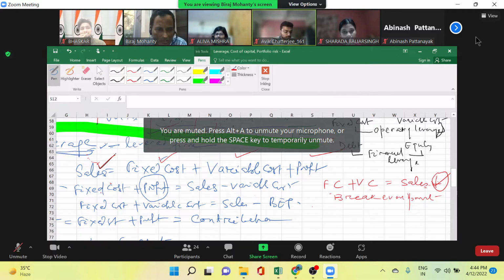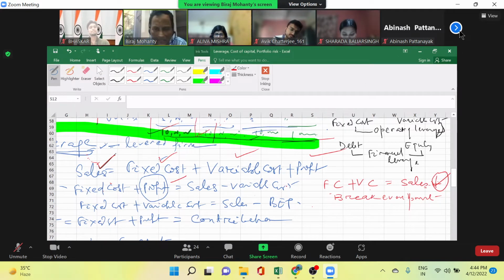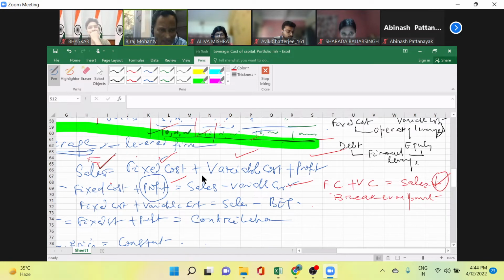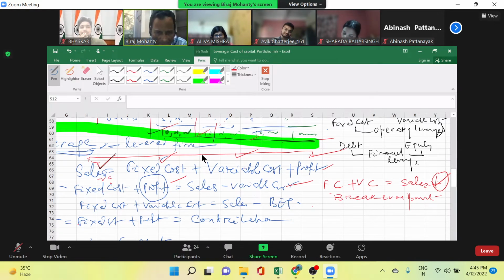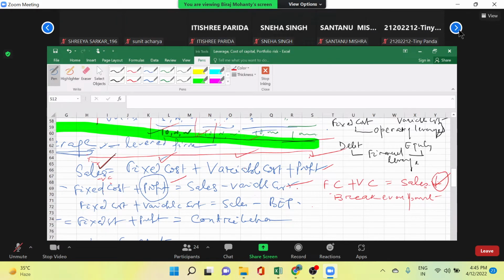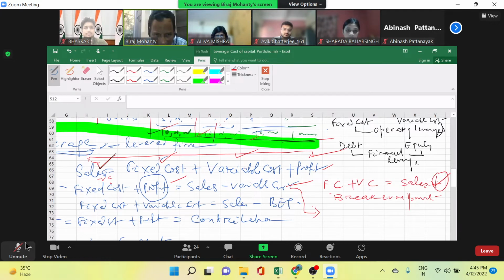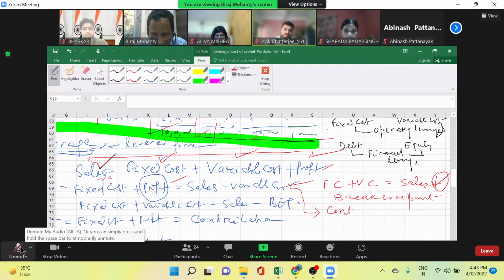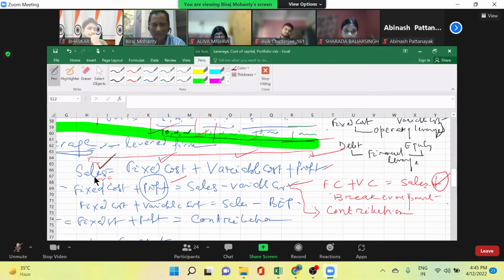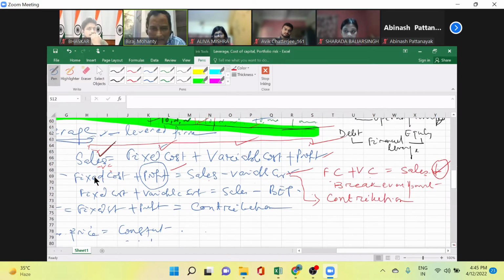Now, if the same equation we put this way, fixed cost plus profit is sales minus variable cost. I am only changing this equation a little bit: sales minus variable cost, variable cost comes to this side, that is fixed cost plus profit. Yes or no? Yes, sir. I think Saroj sir would already have taught you. What is this called? Contribution. Good, at least somebody is studying properly. So this is called contribution.